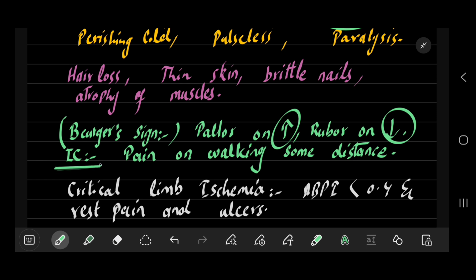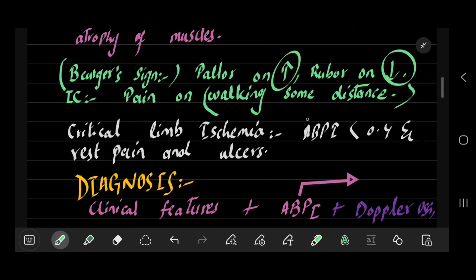Intermittent claudication is pain on walking some distance, which settles when the person takes some rest. But when the person again walks a distance, the pain again starts in the lower limbs. What is critical limb ischemia? When the ankle-brachial pressure index, that is the ratio of the ankle blood pressure to the brachial blood pressure, is less than 0.4, it leads to rest pain and ulcers. This condition is called critical limb ischemia.